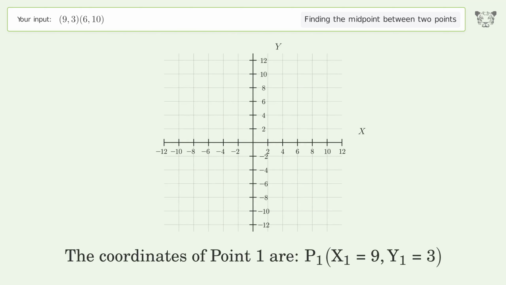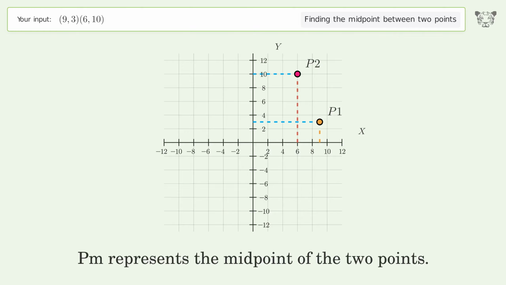The coordinates of point 1 are x1 equals 9, y1 equals 3. The coordinates of point 2 are x2 equals 6, y2 equals 10. PM represents the midpoint of the 2 points.